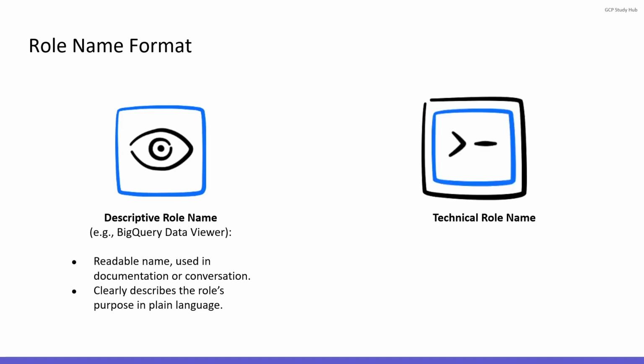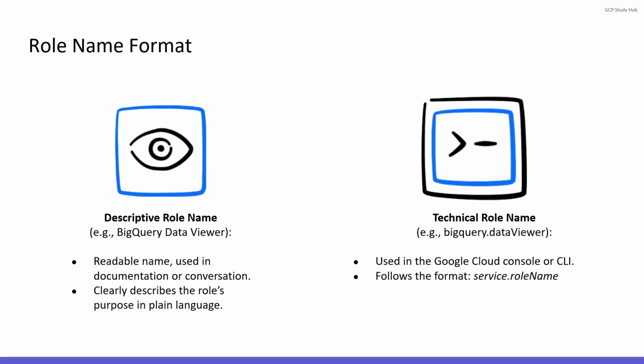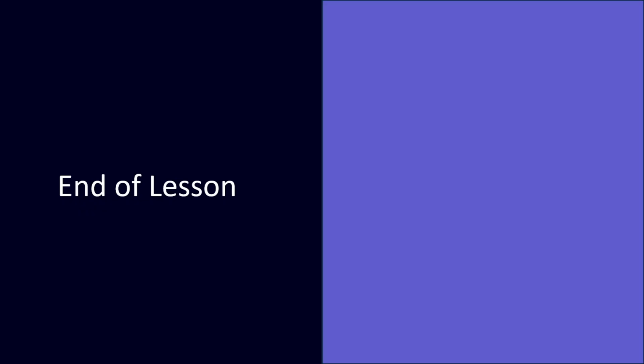The other format is the technical role name. Using the same role, this would be like BigQuery.DataViewer. This is the technical, fully qualified name of the role that is used when assigning roles in the Google Cloud Console or using command line interfaces. And it follows a specific format, service.rolename. So descriptive names are for readability and clarity, and technical names are for implementation in tools, like the Google Cloud Console or CLI. And that's it for this lesson.